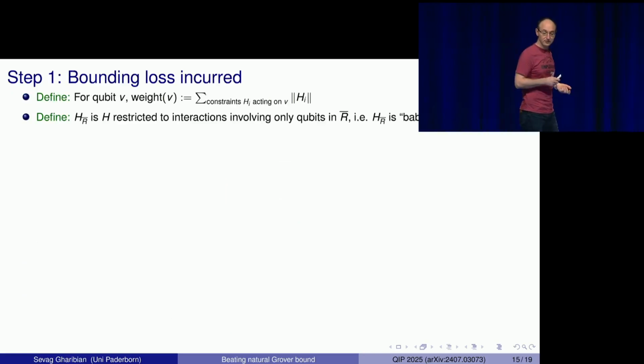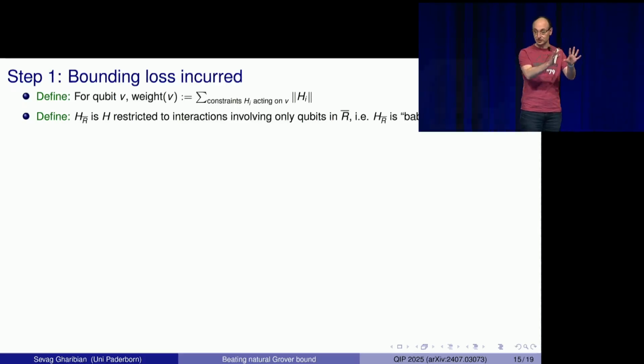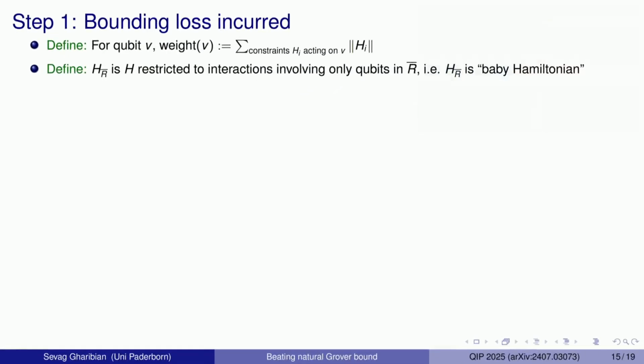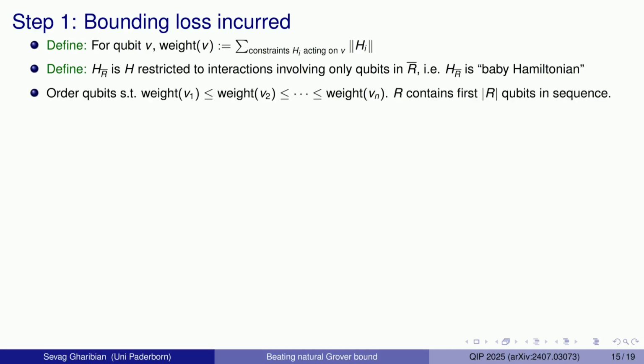For a qubit v, we'll define the weight of this qubit as the sum of all the interaction terms acting on this qubit. Okay? And by H_R bar over here, I just basically mean if I throw out all those qubits, this is my residual Hamiltonian acting on my residual space. This is what I'll call the baby Hamiltonian for the rest of this talk. And so what we're going to do is we'll order all these qubits by their weight. Okay, and my set R that I'm going to throw out, it's going to be the cheapest qubits in this sequence. And the question is, how many do I throw out?